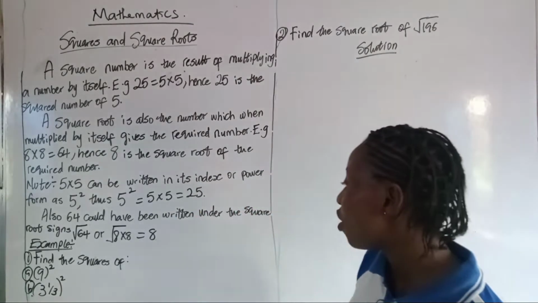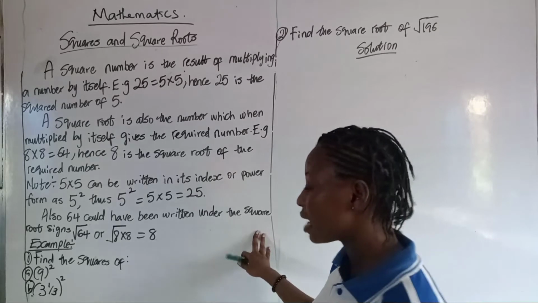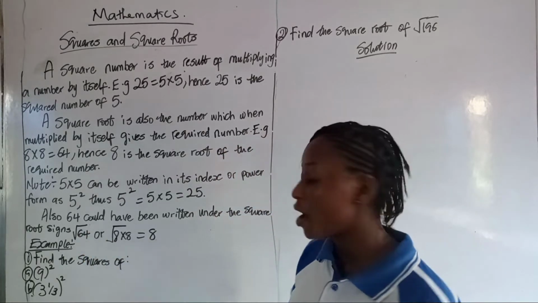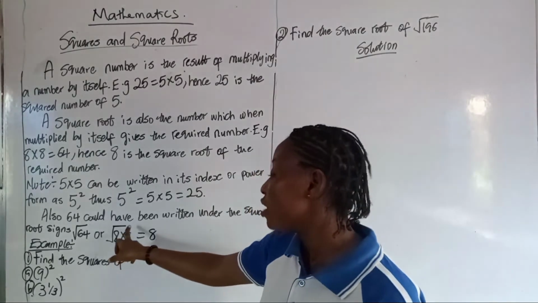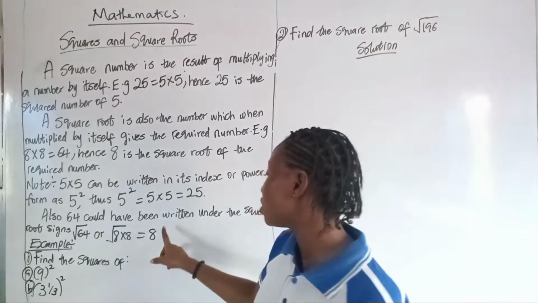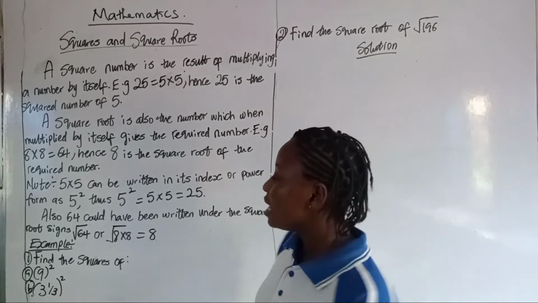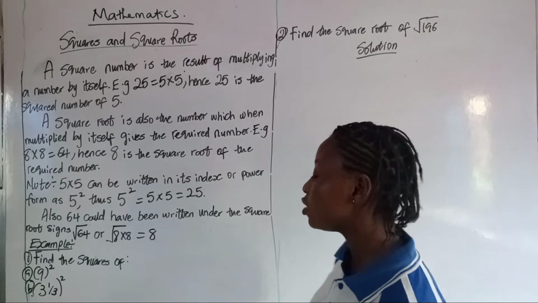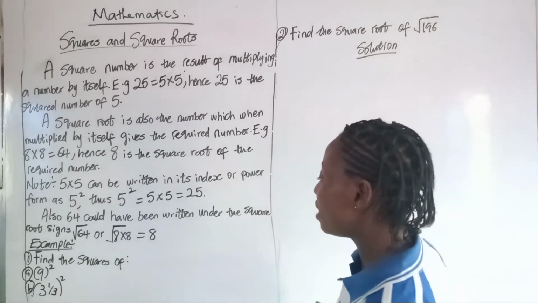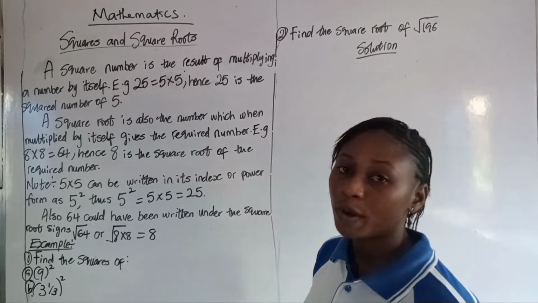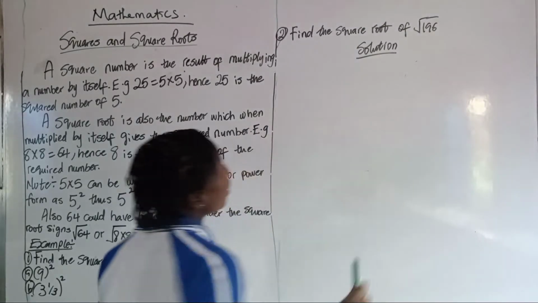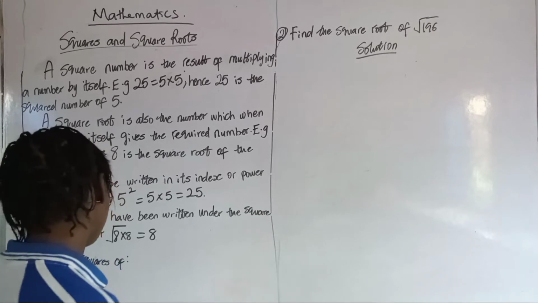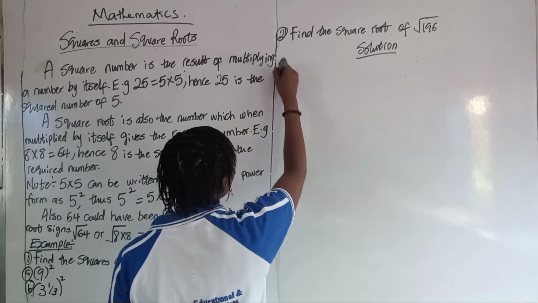Now, also, 64 could have been written under the square root sign. It can be written as square root 64, or it can be broken down by writing it as square root of 8 multiplied by 8, which is going to equal 8. Now, let's take the examples. Question number 1 says find the squares of A, 9 squared, and B, 3 1 over 3 squared. And question number 2 says find the square root of 196. Square root of 196.